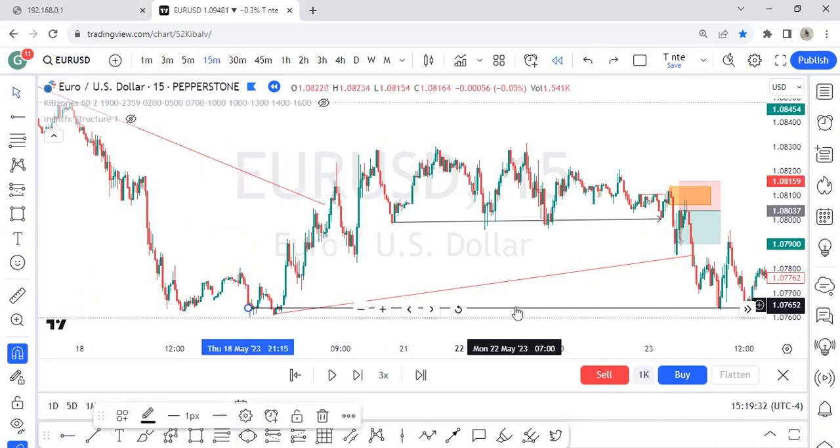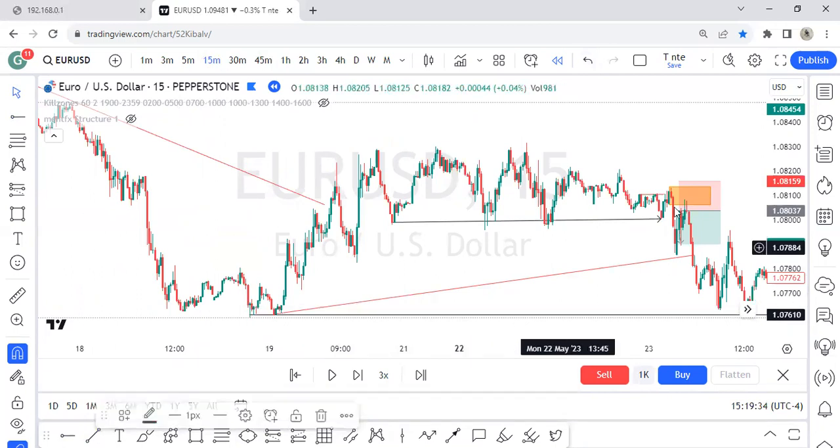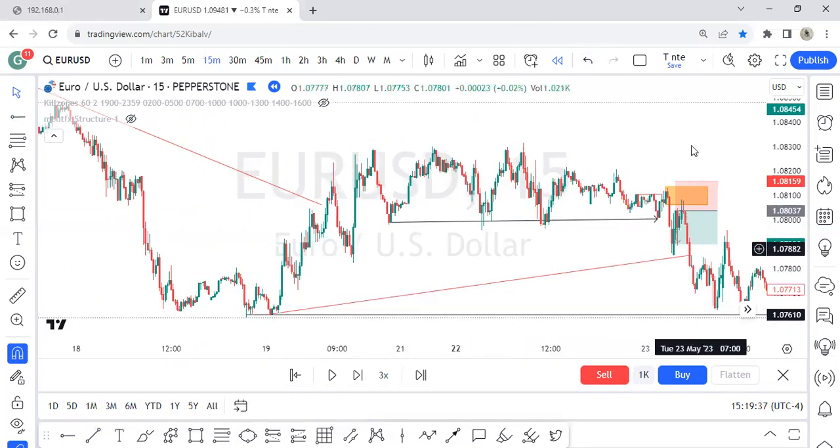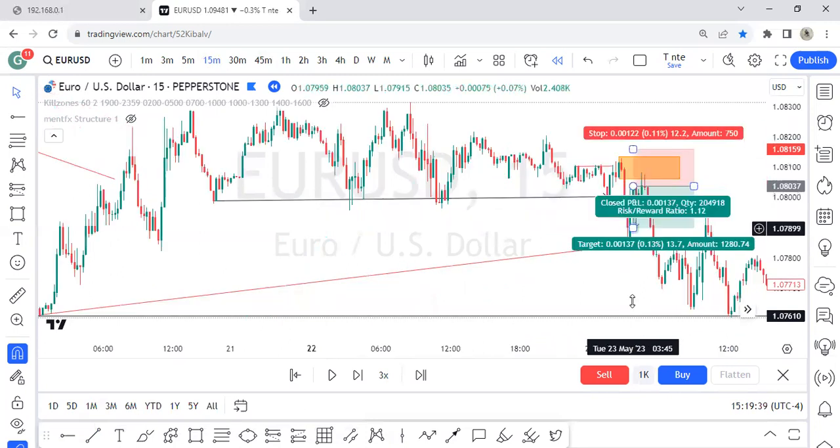So let's see if I can bring it lower here. So you can see this would have been a very beautiful sell, targeting this low.